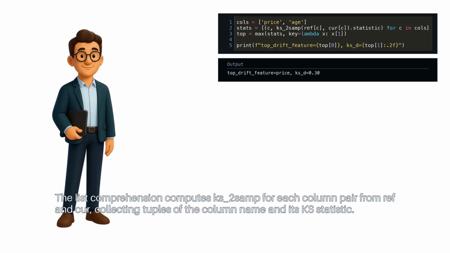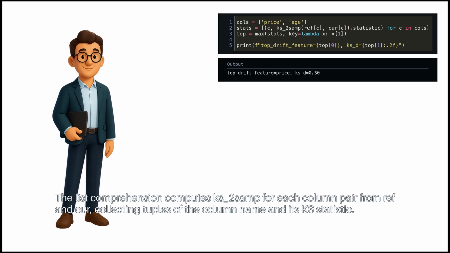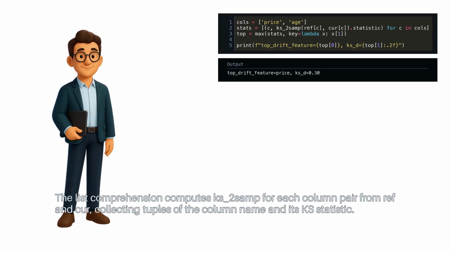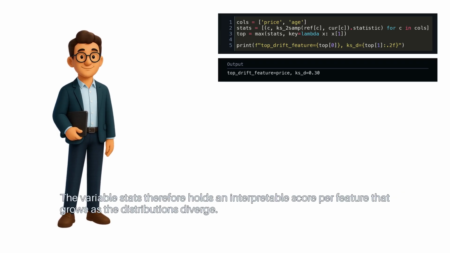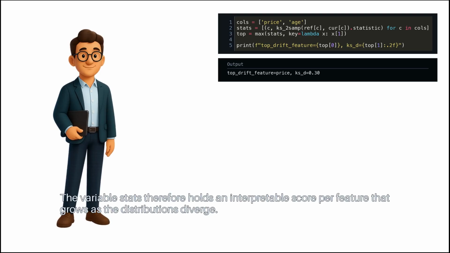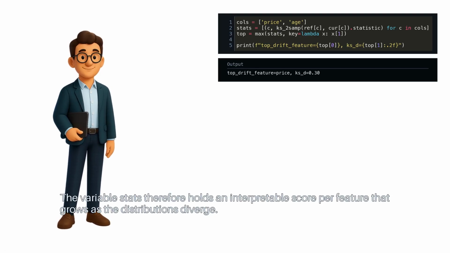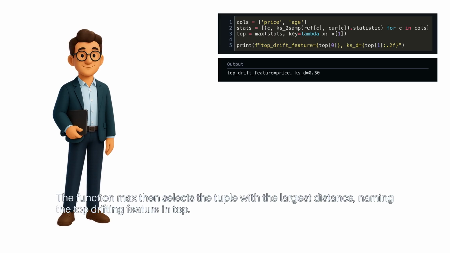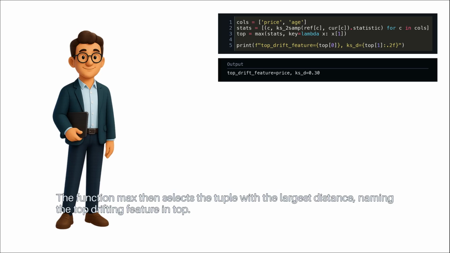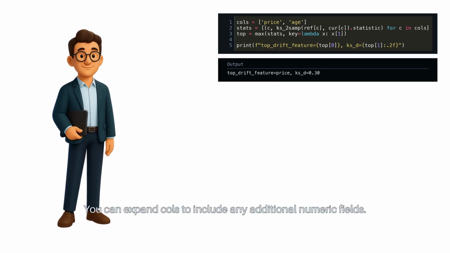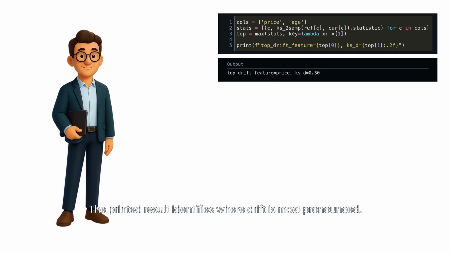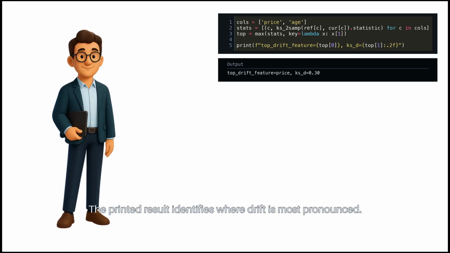The list comprehension computes ks2samp for each column pair from ref and cur, collecting tuples of the column name and its KS statistic. The variable stats therefore holds an interpretable score per feature that grows as the distributions diverge. The function max then selects the tuple with the largest distance, naming the top drifting feature in top. You can expand cols to include any additional numeric fields. The printed result identifies where drift is most pronounced.